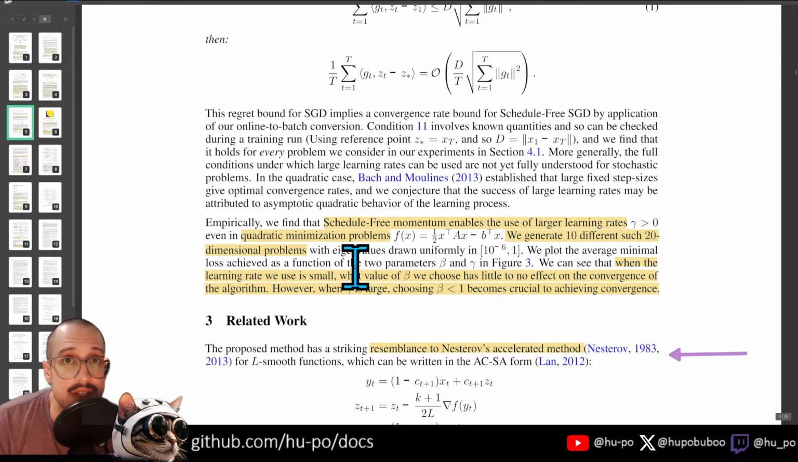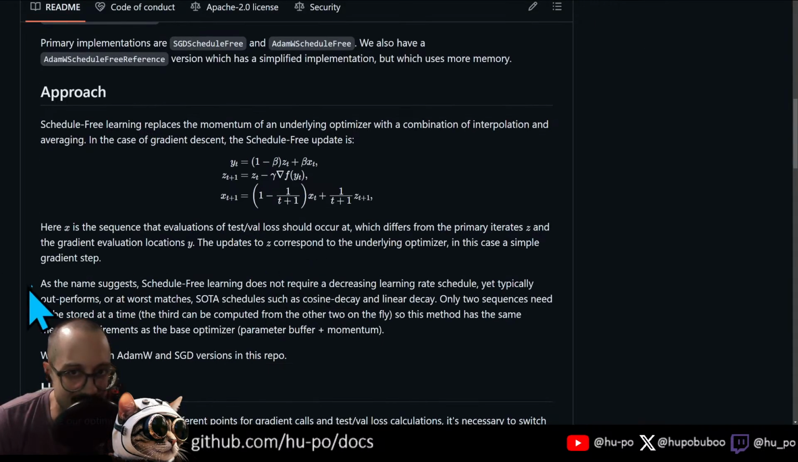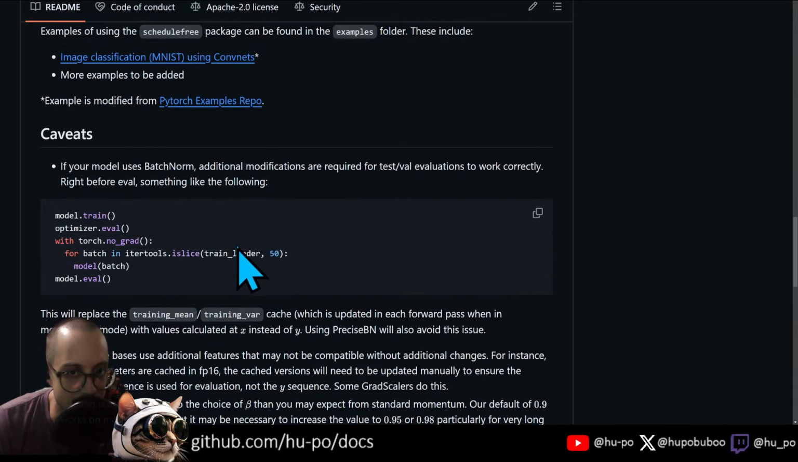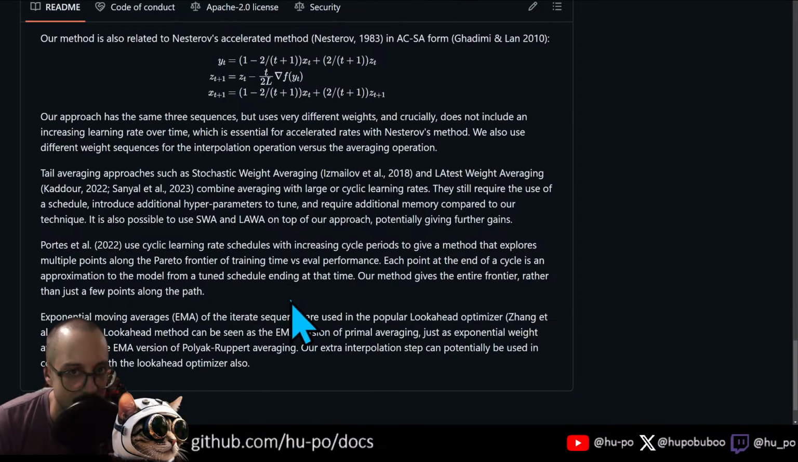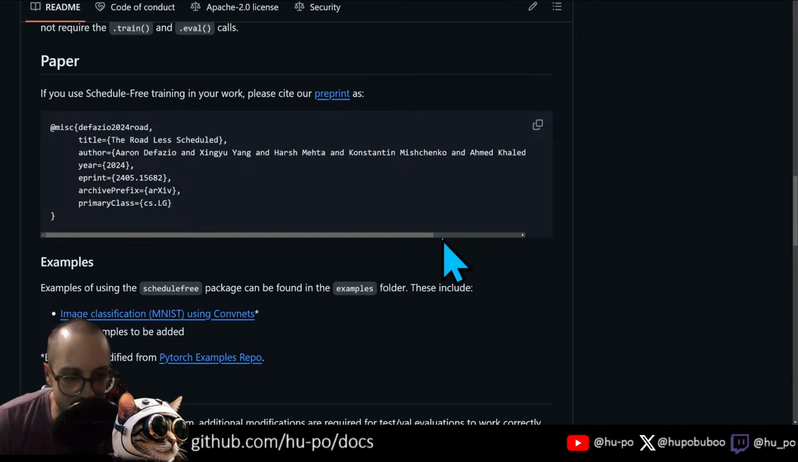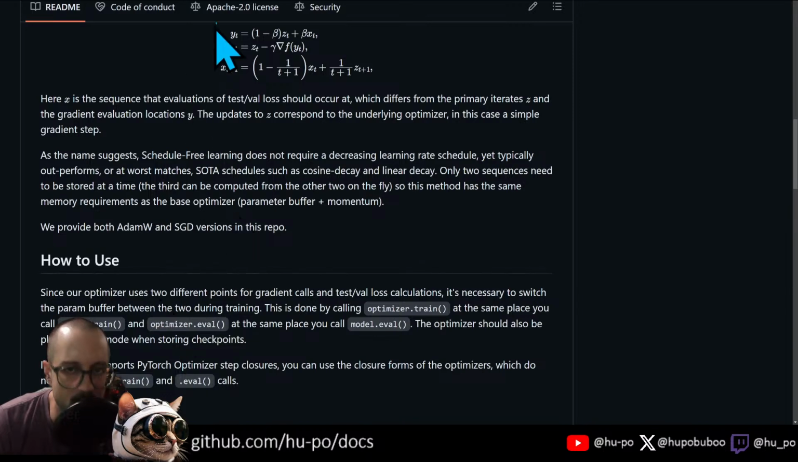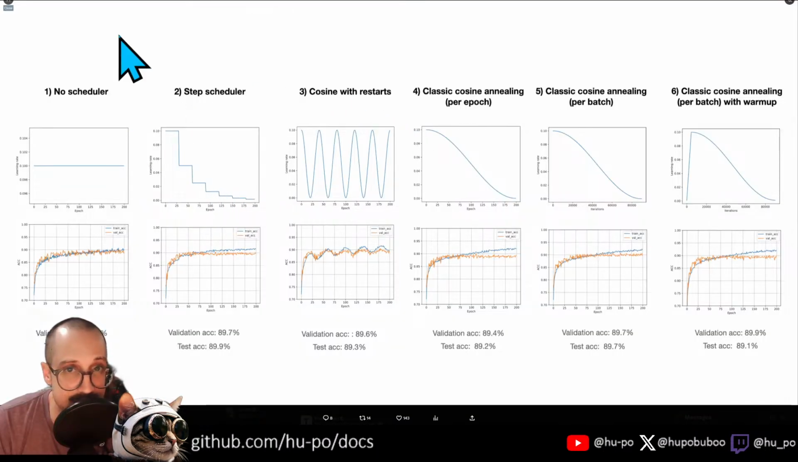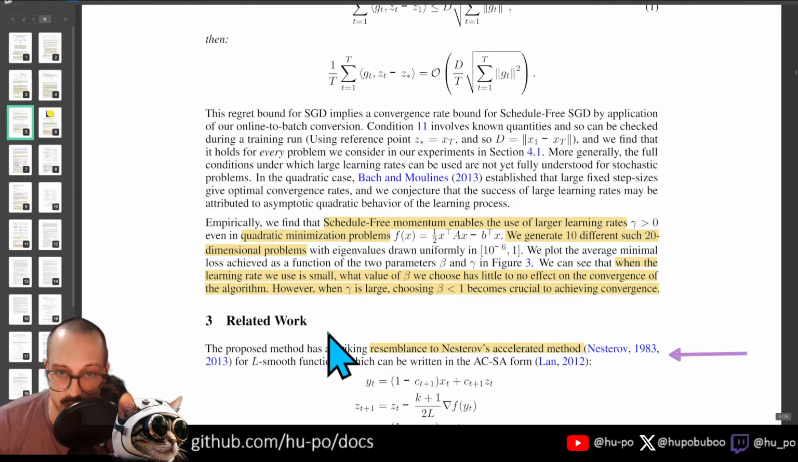Did they try schedule-free with a schedule and see if that fixes the convergence? I think they did mention that. Here they say schedule-free learning does not require a decreasing learning rate schedule, yet typically outperforms the alternatives, but you can still use it. I think they mentioned here that you can try both of the things. It can be used in combination with lookahead. So you can try some of the same tricks that they use in other optimizers with this optimizer as well. Maybe if you do scheduling with this one, it also works even better. That would be kind of cool if it does, but I don't know. They don't have any evidence to show that.